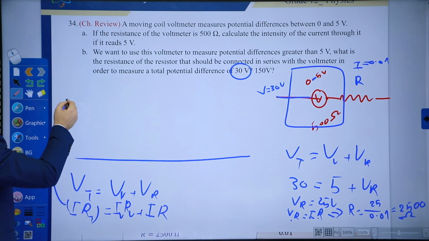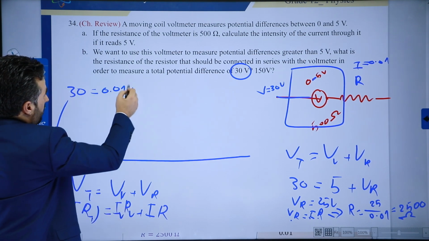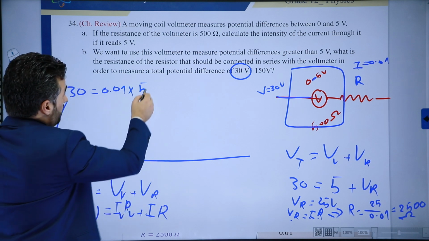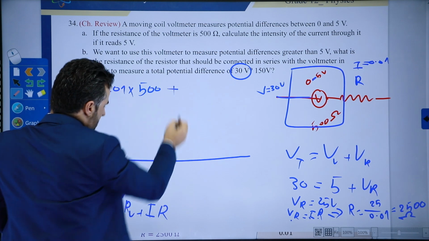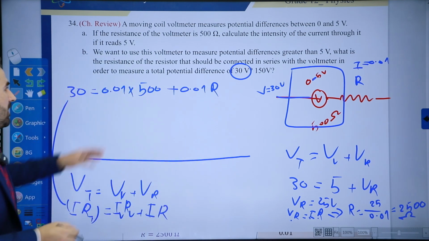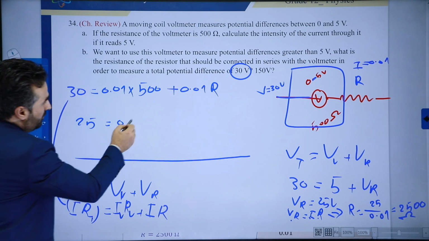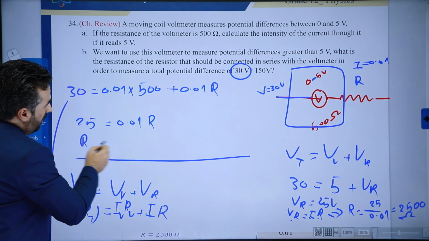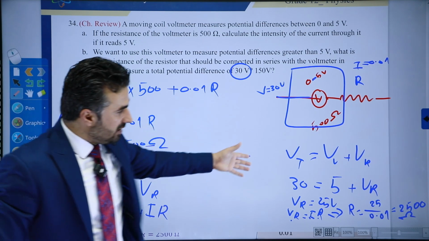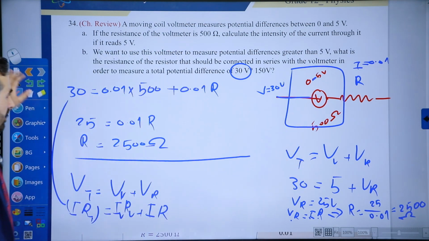So V total is going to be 30, yeah? And then the other one, remember, the current was 0.01 times, was it 5 ohms? No, actually it was 500, yeah? Then plus IR, which is 0.01 times the resistance. Now this 5 goes to the other side, so 25 equals 0.01 R, yes? And R equals about 2,500 ohms as well. This is another way to do it, but I would recommend whichever, perhaps the faster way might be easier. That is how you can do this question.